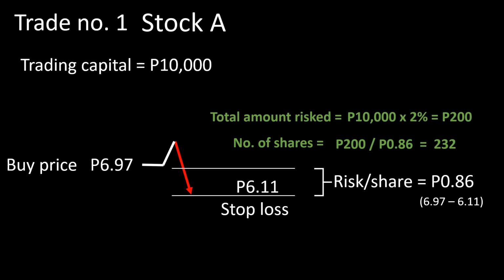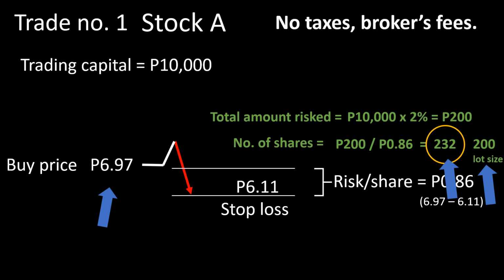Stocks are sold in lot sizes, and for this price of 6.97, we can get 200 shares only, not 232. But for this demonstration, let us assume you can buy 232 shares, just so our computations will all add up. We will also not include the taxes and the broker's fees in our computations, just to simplify this presentation.